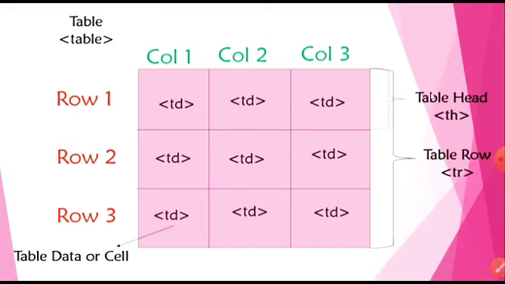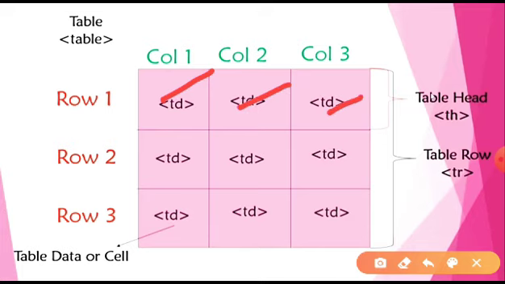So this is the table row, as you can see here. And then we find something more, the table head. We can use the first row as a table head. Table head means the first row can be your table head, like employee name, employee ID or employee salary, which you can put here one by one.